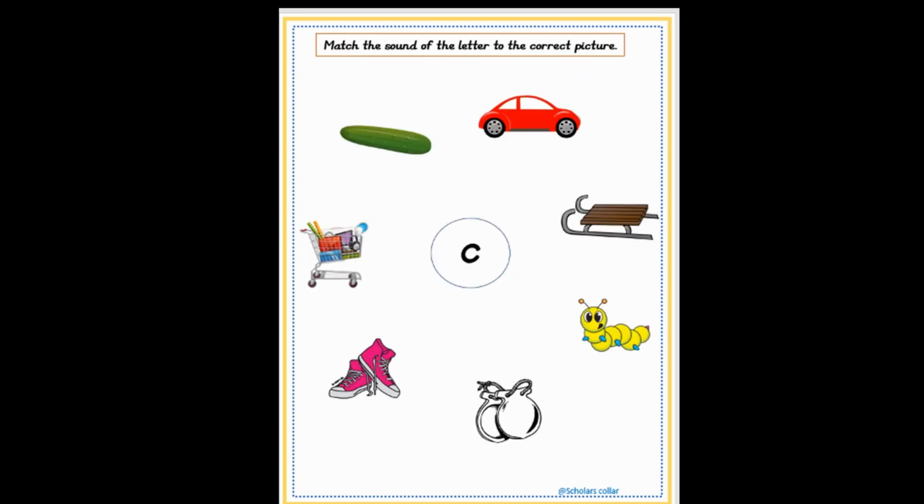Moving on to the next worksheet, we have the letter K, where you have to just match the picture to the letter sound. So we are doing K, cucumber, and then your child just needs to use a pencil and mark if they are the correct sounds. K, car, and castanets, caterpillar, and so forth. And the sled and the shoes don't match, so that's left alone.